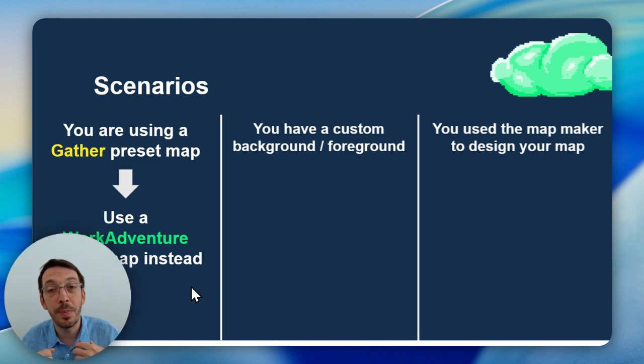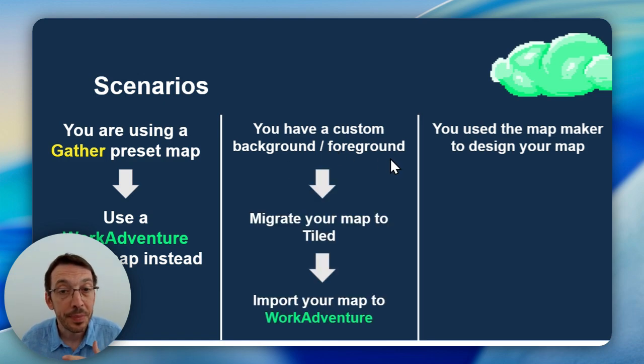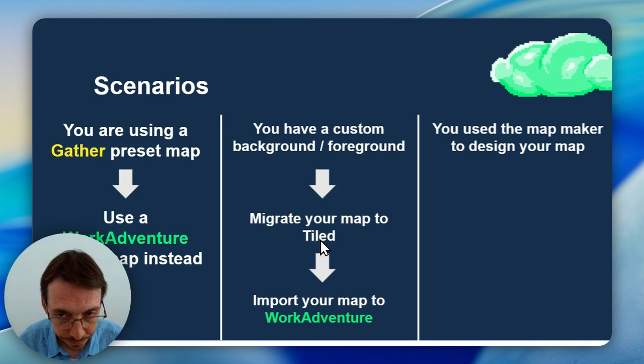Now, maybe you spent quite some time customizing your map to feel at home, and here you can have really two cases. One is that maybe you already set up a map using a custom background and foreground. In this case, we will need to extract the background and foreground from Gather. We are going to load it into Tiled, which is an offline map editor, and WorkAdventure knows how to load Tiled files. So then when we migrate it to Tiled, we are going to upload that into WorkAdventure.